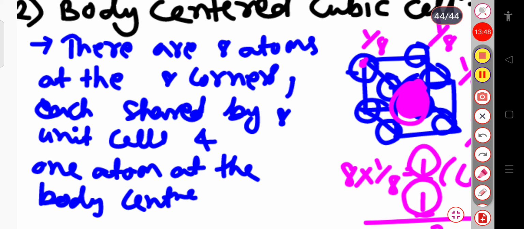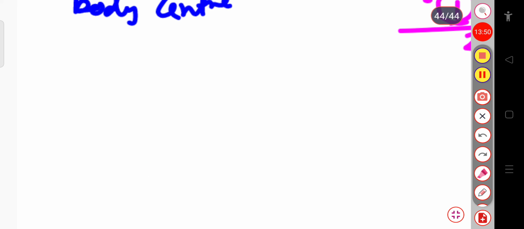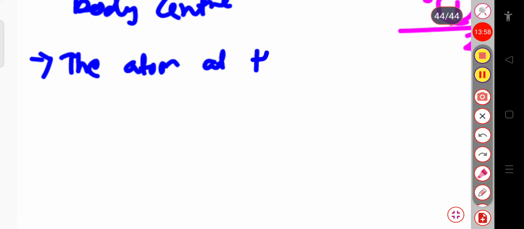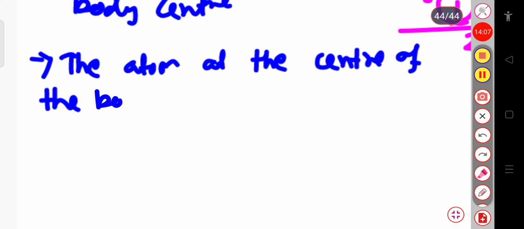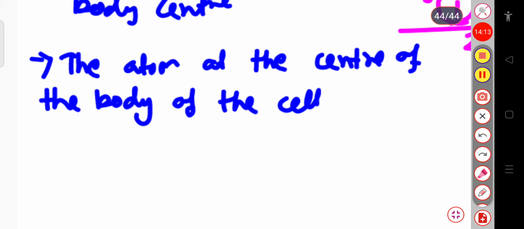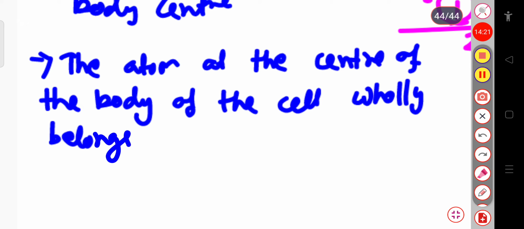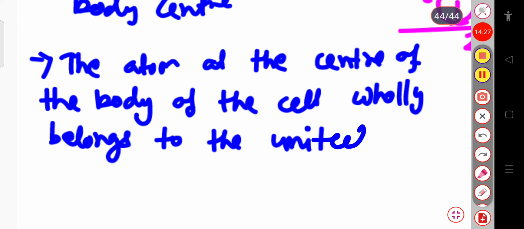So the atom at the center of the body, it means the center of the body of the unit cell, totally belongs, or wholly belongs, to the unit cell. So here I can write, this is the unit cell.